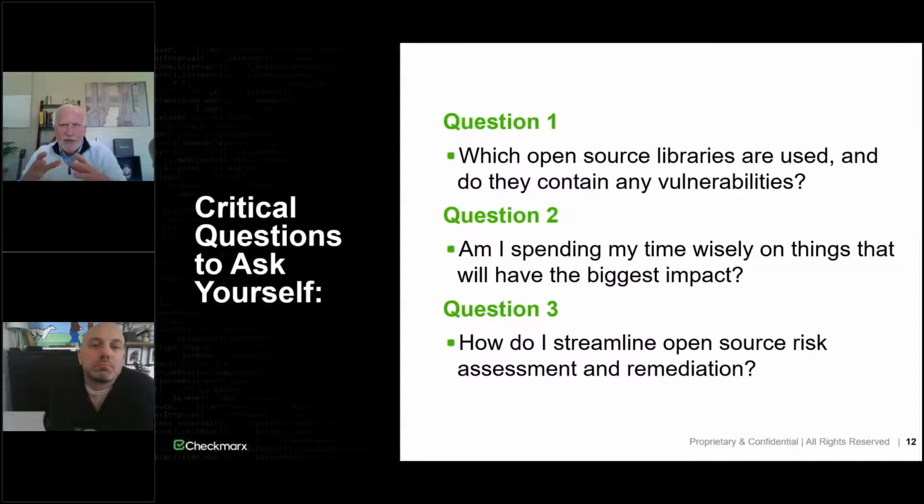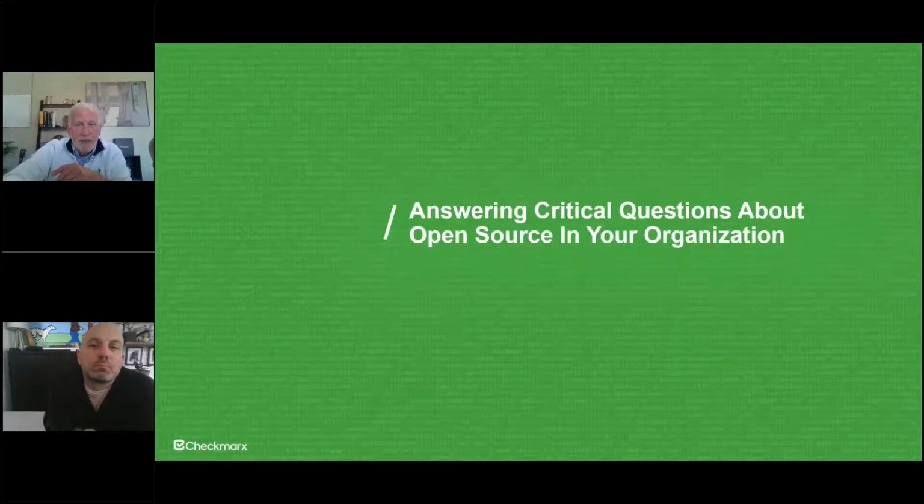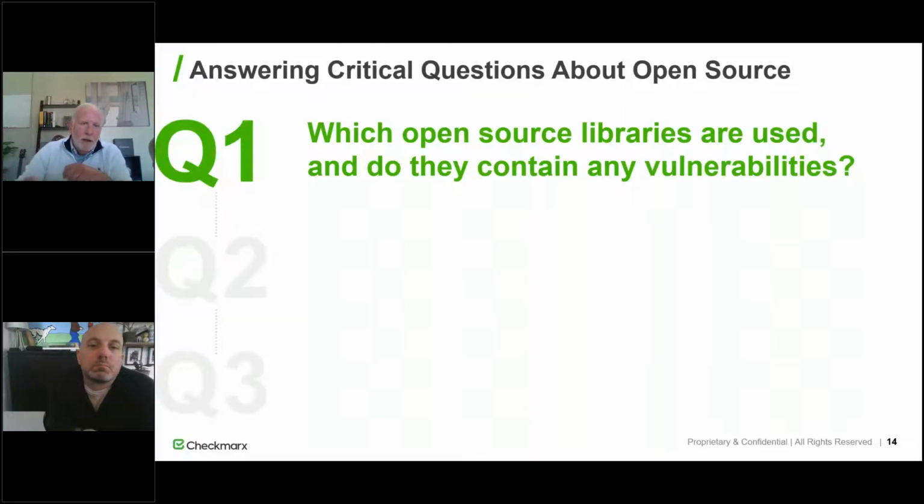And so I think these three questions are where you begin. If I understand the answers to these three questions, definitely I will have a better handle on the open source security risks in my own organization. So answering these critical questions about open source in your organization, how do we go about it? Well, first off, which open source libraries are used, and do they contain any vulnerabilities? So how do you answer that?